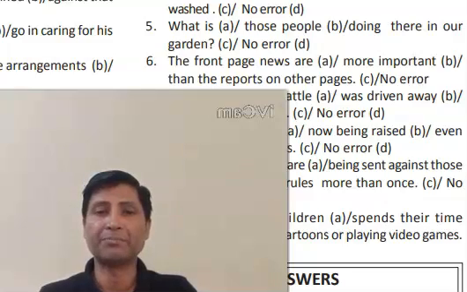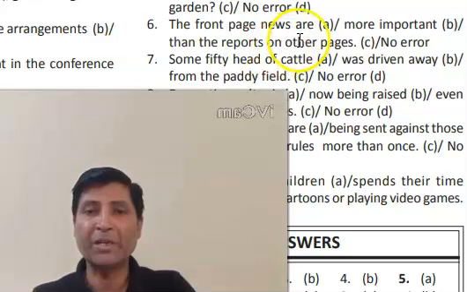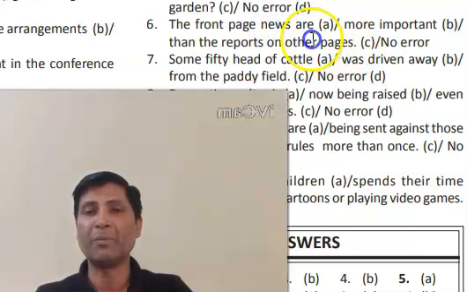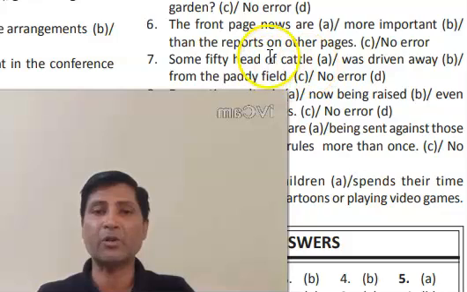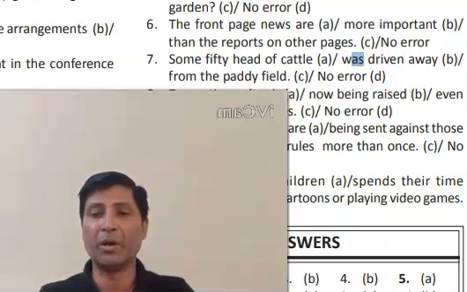The front page news. News word is singular. Remember, some nouns ending with s are singular. News is one of them. Verb are is wrong. It should be is. Some 50 head of cattle. Here 50 head is plural, so verb should be plural. In place of was, it should be were.